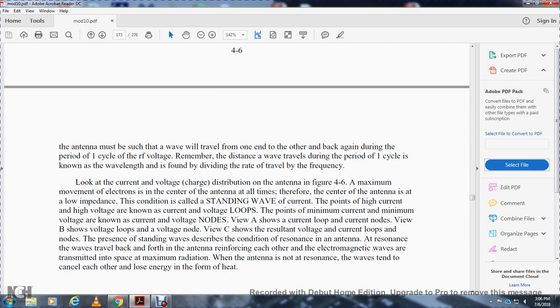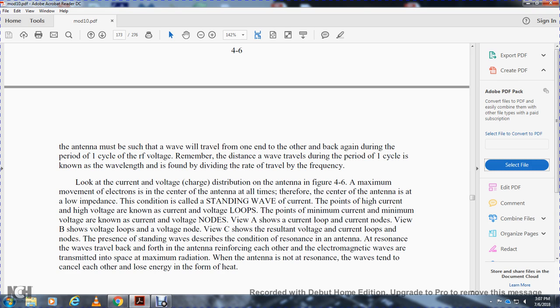All right, look at the current and voltage distribution chart of the antenna in figure 4.6. There is maximum movement of electrons at the center of the antenna at all times. Therefore, the antenna is in a condition called the standing wave. The points of high current and high voltage are known as the current loop and the voltage loop. The points of minimum current and minimum voltage are known as the current node and the voltage node.